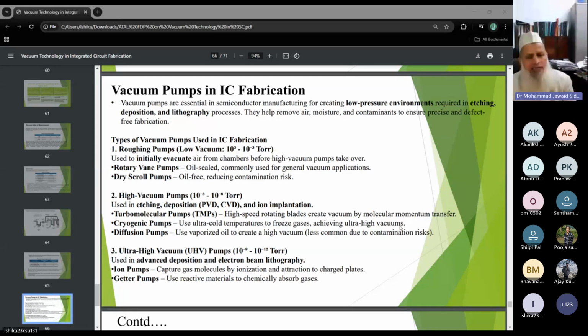Diffusion pumps are not used in integrated circuit application. For ultra high vacuum, ion pumps and getter pumps are used.